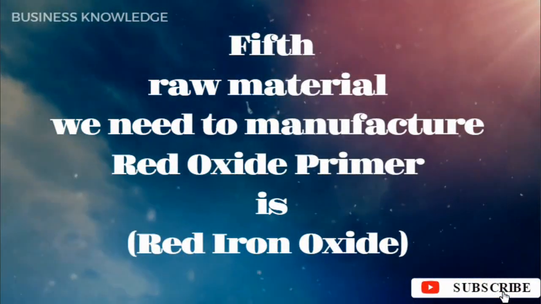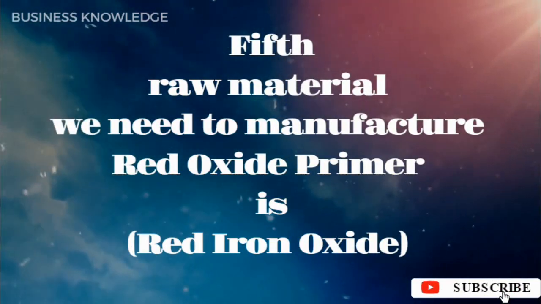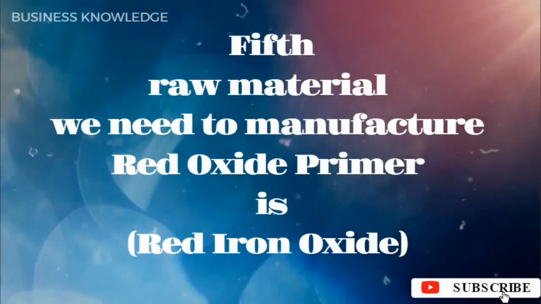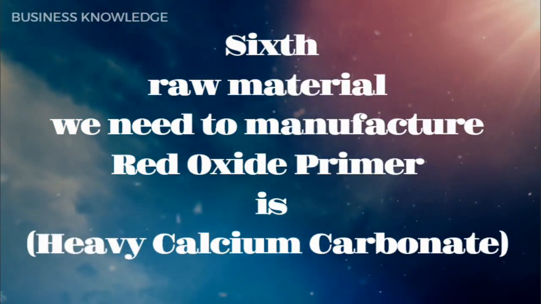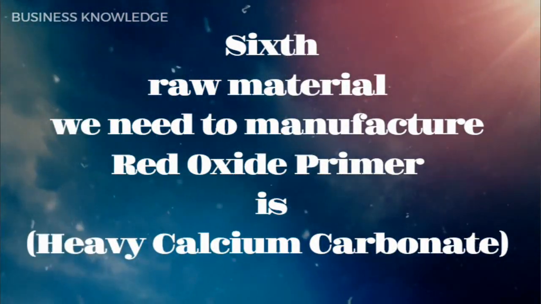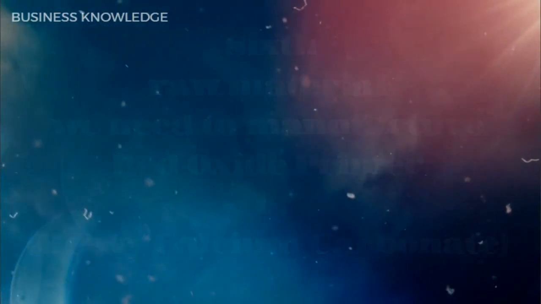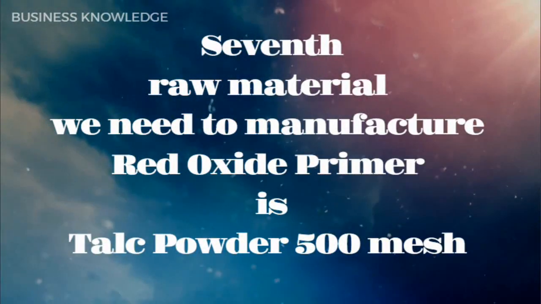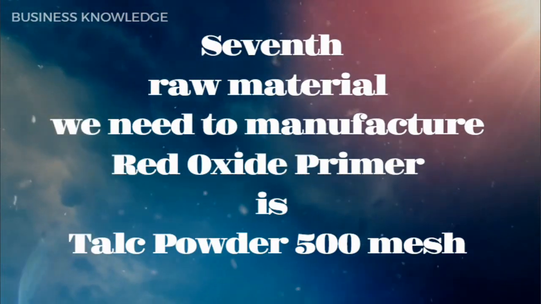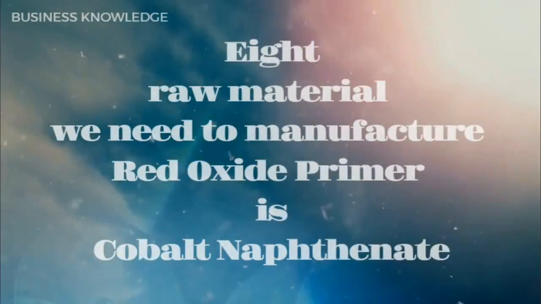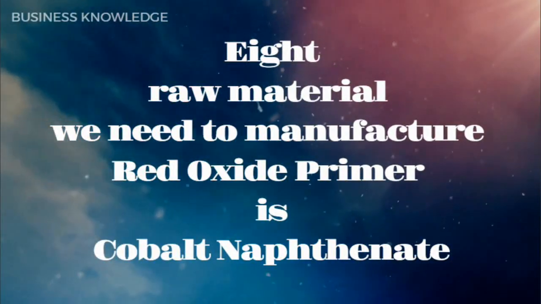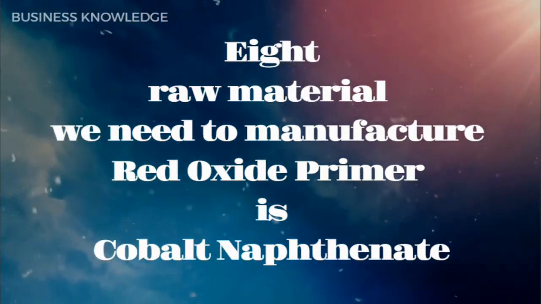Fifth raw material we need to manufacture red oxide primer is red iron oxide. Sixth raw material we need to manufacture red oxide primer is heavy calcium carbonate. Seventh raw material we need to manufacture red oxide primer is talc powder 500 mesh. Eighth raw material we need to manufacture red oxide primer is cobalt naphthenate.